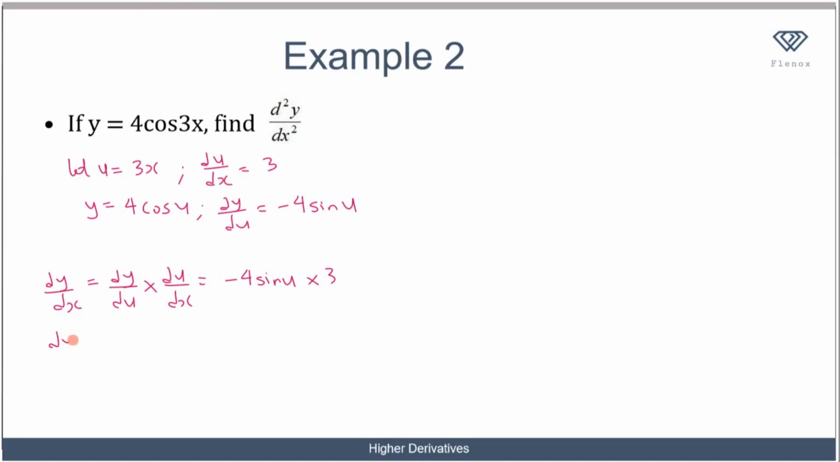So my dy over dx becomes what? Minus 4 times 3 gives me what? Minus 12 sin u. Now I can replace back my value of u as 3x. So that is the same thing as saying minus 12 sin 3x. So this is dy dx. So now we are going to try to differentiate this again, because the question asks us to find the value of d squared y over dx squared.